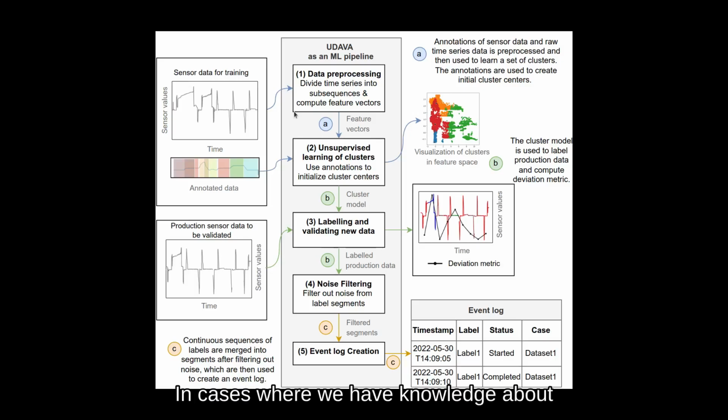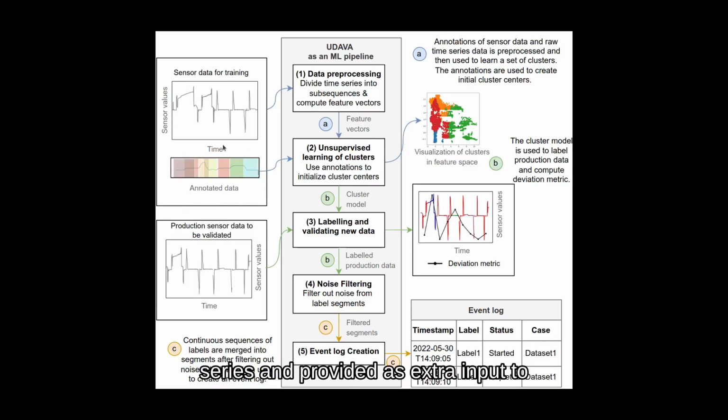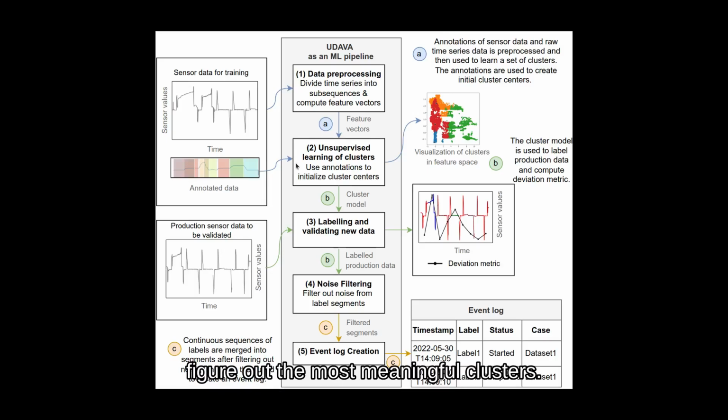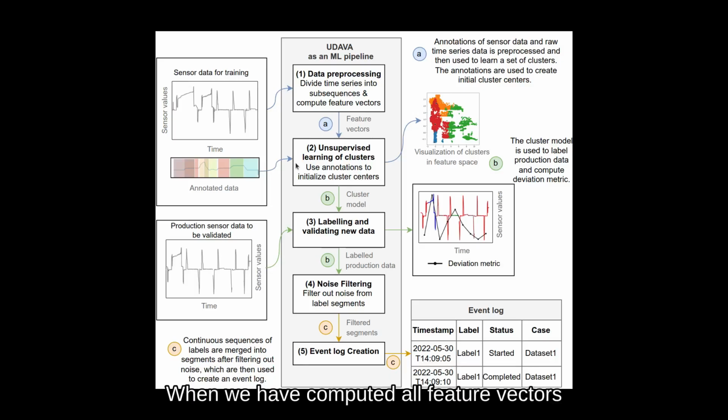In cases where we have knowledge about the sensor data, for example about different sub-processes that occur during each cycle, this can be annotated on the time series and provided as extra input to the pipeline. The annotations will be used to initialize the cluster centers and help the algorithm figure out the most meaningful clusters. When we have computed all feature vectors, we use a clustering algorithm, for example k-means clustering, to create a model.